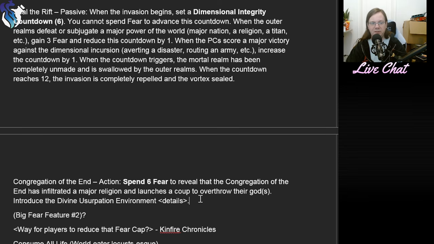Spending 6 fear is a lot of fear, even in a situation where you can hold up to 18. That's like spending 4 fear in normal Daggerheart play. There are no things in the Daggerheart core rulebook that say spend 4 fear. Okay, so that's one. Let's do something that's a little bit more specific.